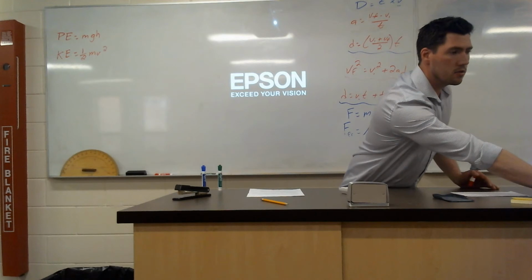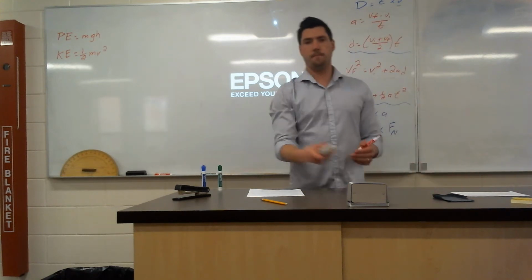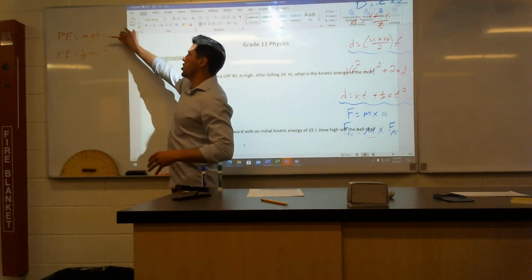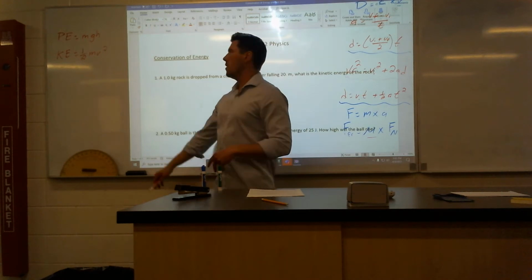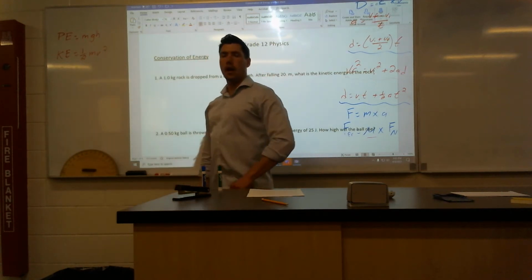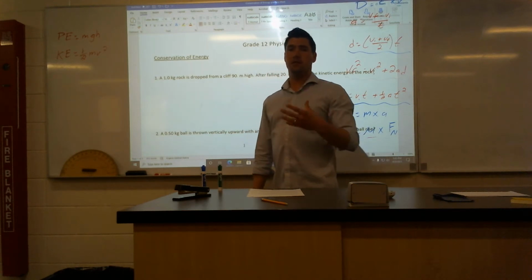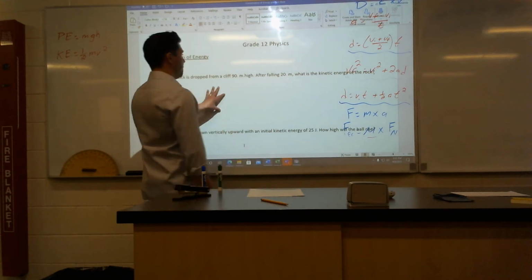All right, here we go. So I have my formulas here: potential energy, mass times gravity times height. We talked about it in the intro video. And then kinetic energy, 1/2 mv squared. So there's our two formulas that we're going to be using for the good start of this unit. Let's go through this first question.